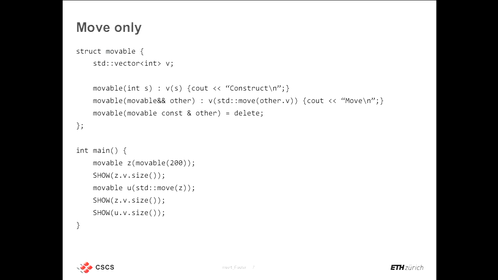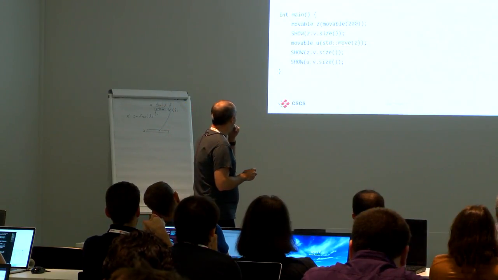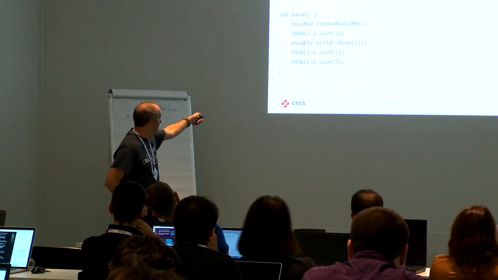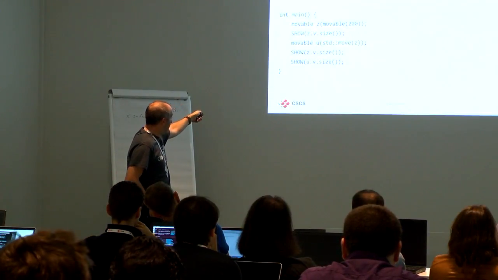Let's consider the same code as before, right? We have a vector as a data member. We have our constructor. We have the move constructor, and we delete our copy constructor. If we delete the copy constructor, we're saying, I want this object to be move only. So I can only move my object, which means I can do all these operations. And I create my movable of size 200, move it into Z.